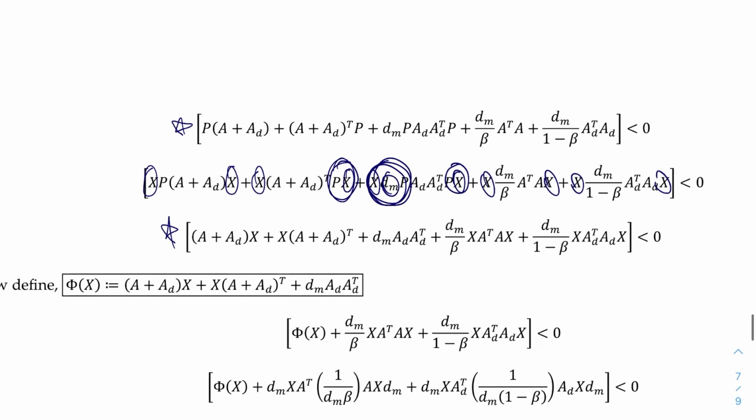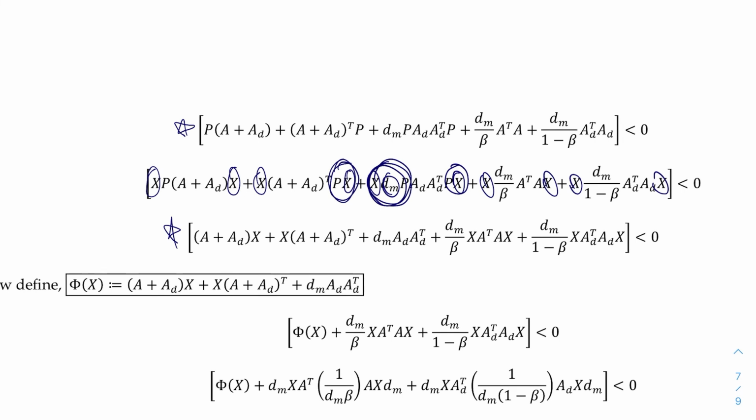And since it's very long, we just denoted it phi of x, and this is the only expression where x appears in a linear or affine manner, right?